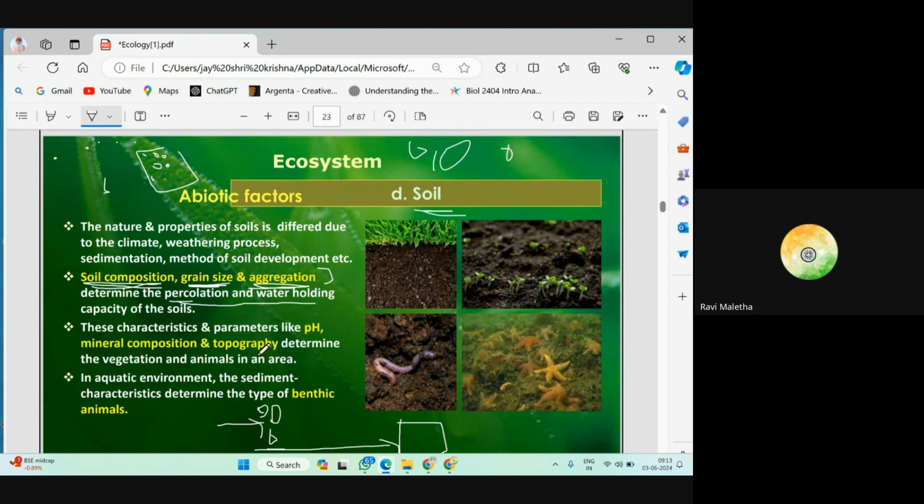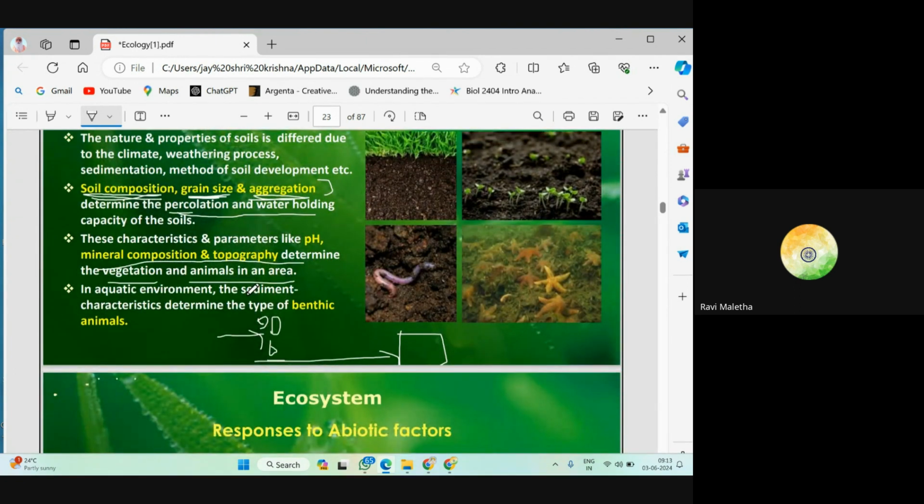Okay, now these characteristics and parameters like pH, mineral composition, topography. pH means what's the pH of soil, whether it is acidic or basic. Mineral composition, how many minerals are present. Topography means similar to soil composition, like whether stones are present, whether humus is present. So it will determine the vegetation, meaning plants and animals in an area.